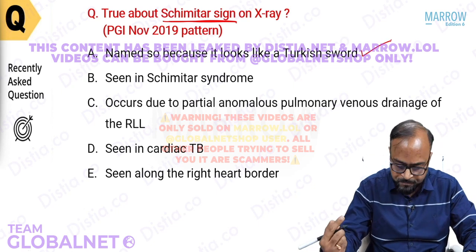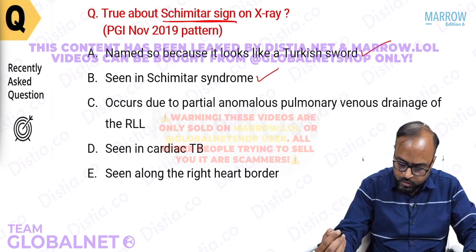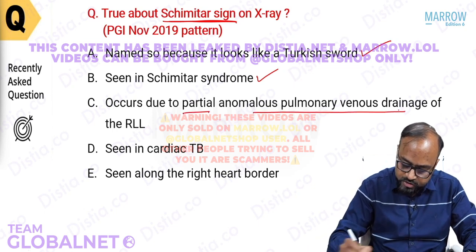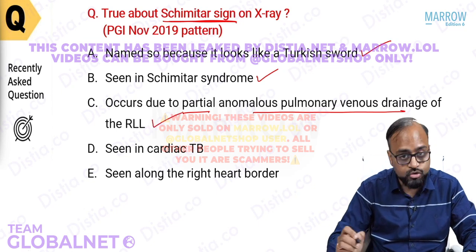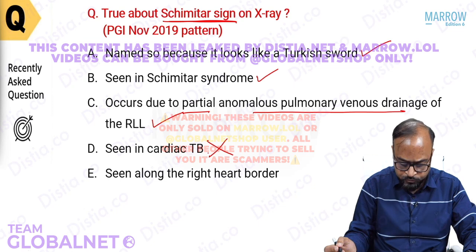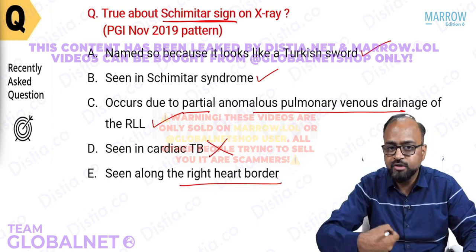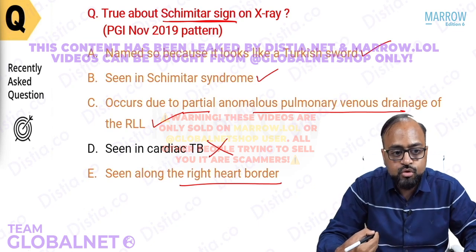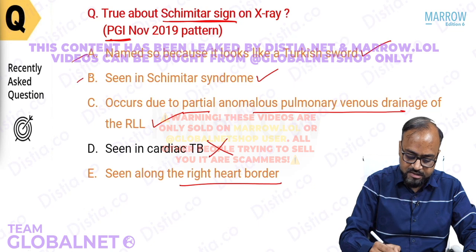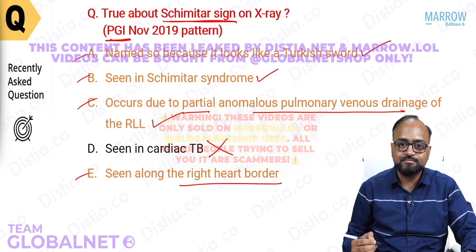Yes, we have seen this. Seen in scimitar syndrome or hypogenetic lung syndrome is correct. Occurs due to partial anomalous pulmonary venous drainage of the right lower lobe is also correct. Is it seen in cardiac TB? No, absolutely not. Seen along the right heart border? Yes, the Turkish sword or the scimitar vein goes down along the right heart border. So the answer in this case, because this was a PGI pattern question, is A, B, C and E. That was the correct answer in this particular question.